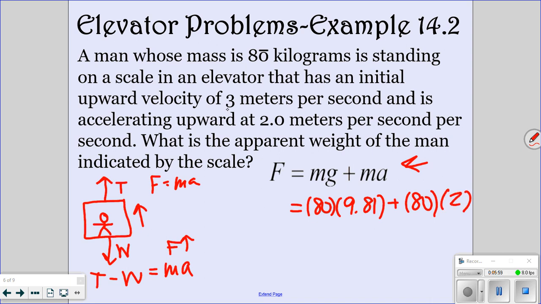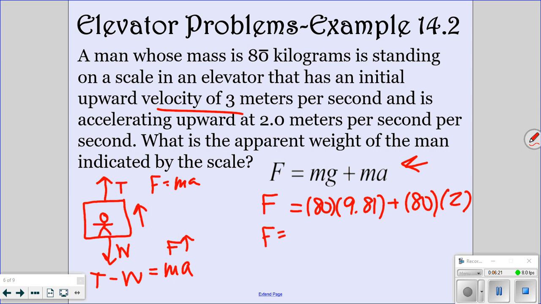Now what about this velocity of 3? Do we need velocity anywhere in this formula? No, they just gave it to you to confuse you. So sometimes they will give you information that you don't need. Sometimes it is information that you need. And then we're looking for the weight, the force that's indicated by the scale.